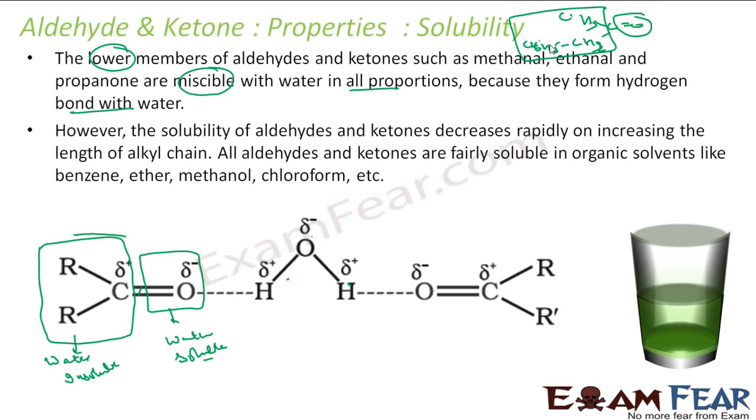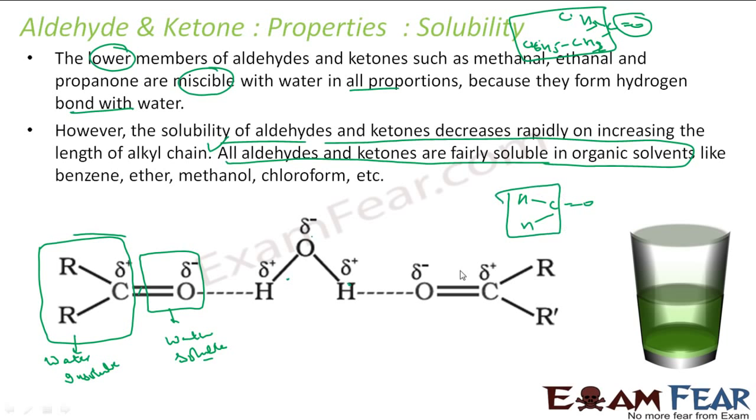And please note that this is one part, this is another part. All the aldehydes and ketones are soluble in organic solvent. Why is this so? Because any aldehyde and ketone will have this part. This is always a bigger part, right? Even the smaller ones, if you see, have this part. This part is anyway organic solvent soluble. So any aldehyde and ketone is soluble in organic solvent. For example, benzene, ether, methanol, chloroform. In fact, acetone is also an organic solvent.